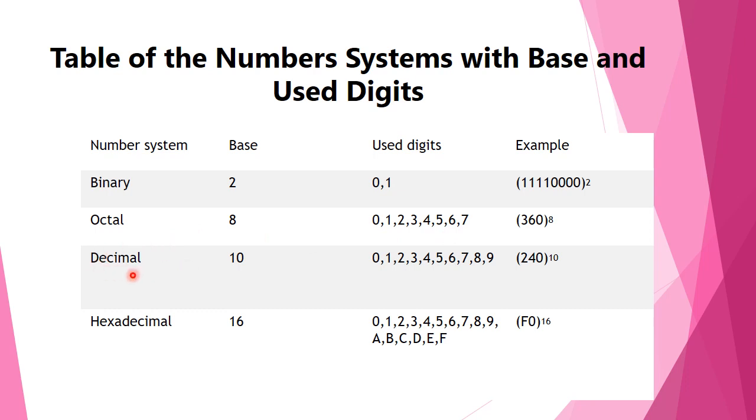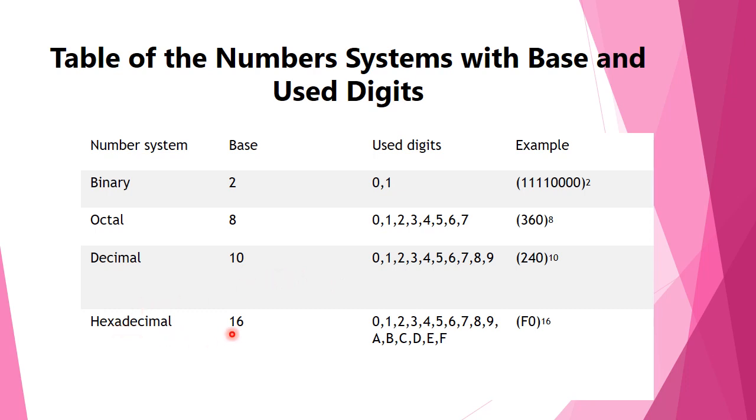And now next is the decimal number system. In the decimal number system, the base is 10 and the total number of digits used is 10. So which are the 10 digits? 0 1 2 3 4 5 6 7 8 and 9. In the decimal number system the numbers are composed of these 10 digits only. The example is 240 with base 10, because the total number of digits used is 10.